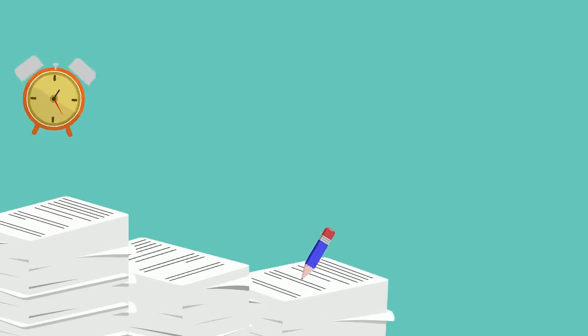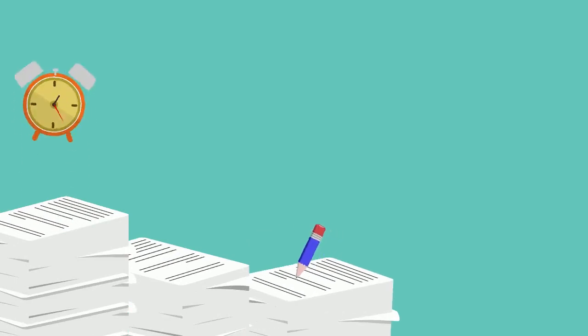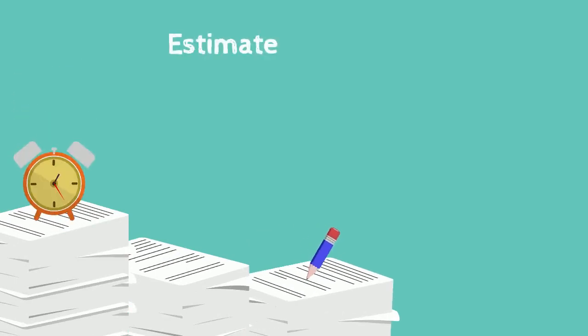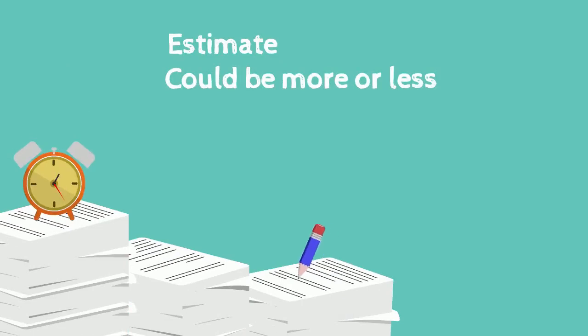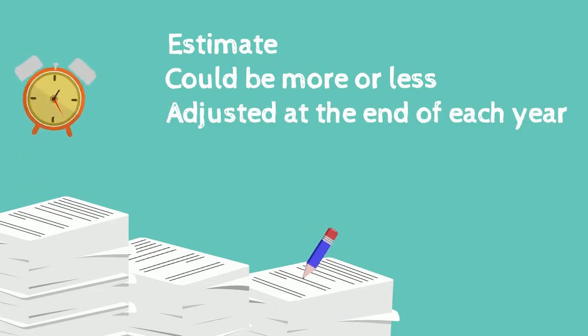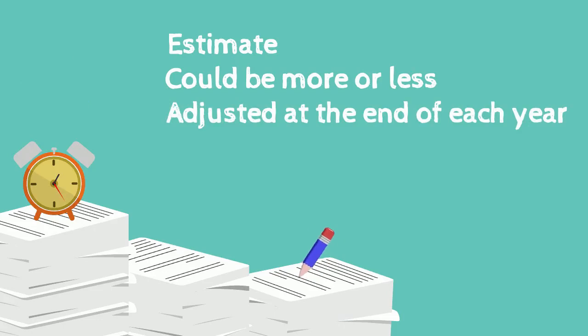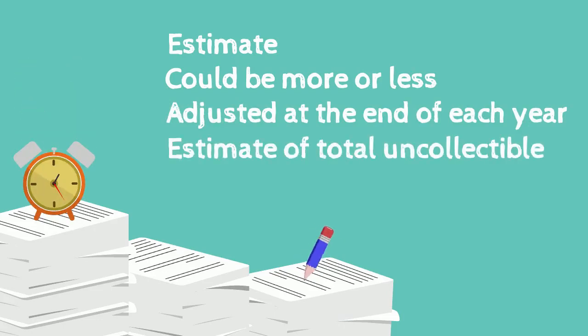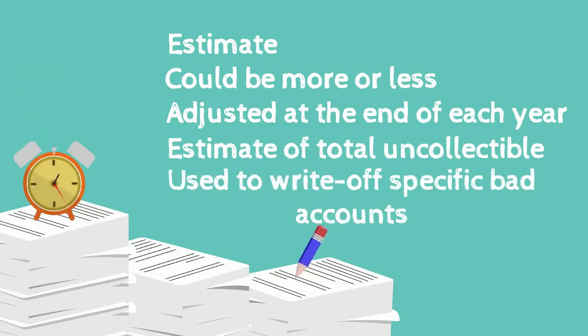However, the allowance account is just an estimate. More or less than what is estimated may be uncollectible. This amount is adjusted at the end of each fiscal year. This account is not only an estimate of what we think will be uncollectible, but is used when we find a specific account that is uncollectible.